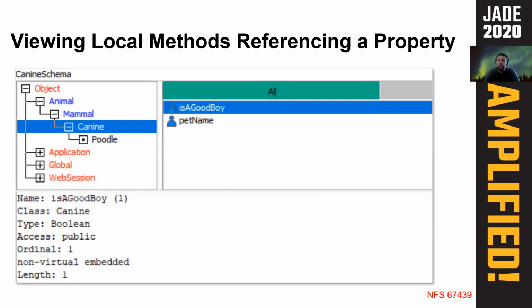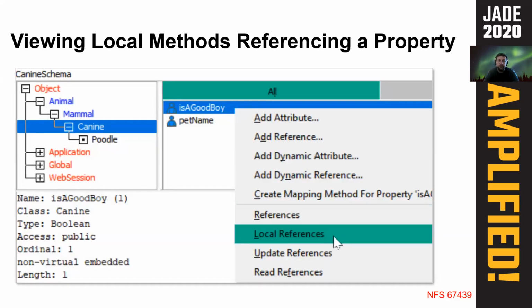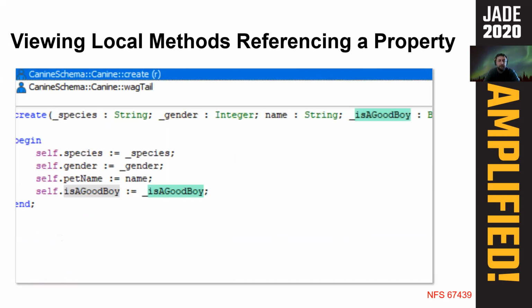On a similar note, in previous versions of JADE, while you can select a method and search for all local references, you couldn't do this with properties. Now you can, and the local references item appears in the properties context menu. This means you can select a property, right-click, and check who's using it locally. Locally, meaning all methods in the selected class and its subclasses that reference the property.